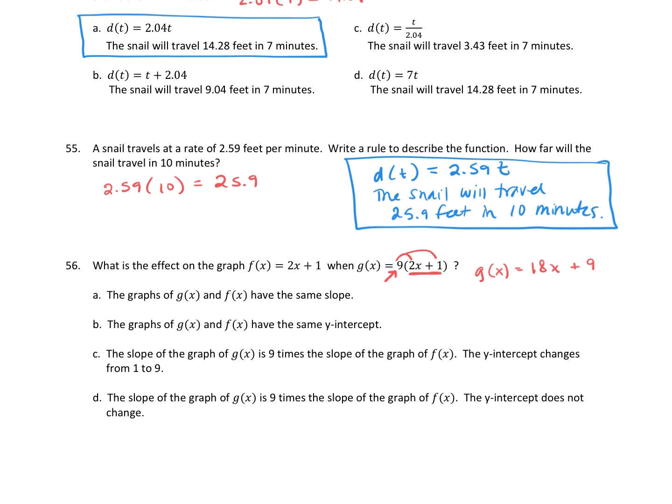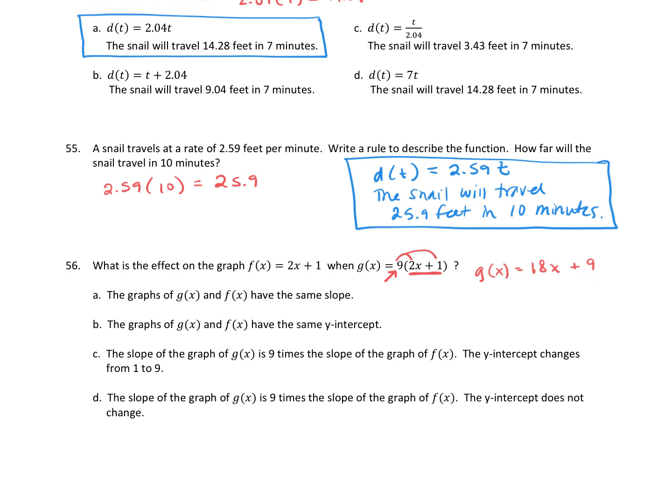The graphs of g of x and f of x have the same y-intercept. Well, this y-intercept is 1 and this y-intercept is 9, so we don't like that option. Option C, the slope of the graph of g of x is 9 times the slope of the graph of f of x. So is 18 9 times a 2? Sure is. And then the y-intercept changes from 1 to 9. So the y-intercept was a 1, and now it's a 9.